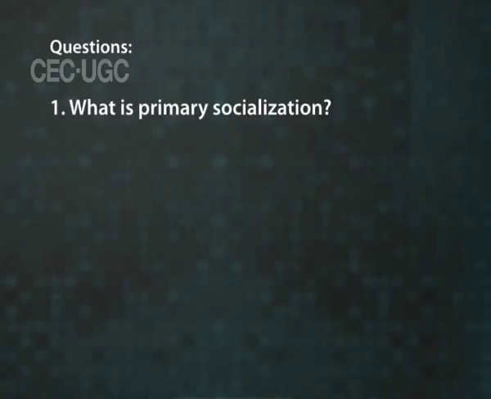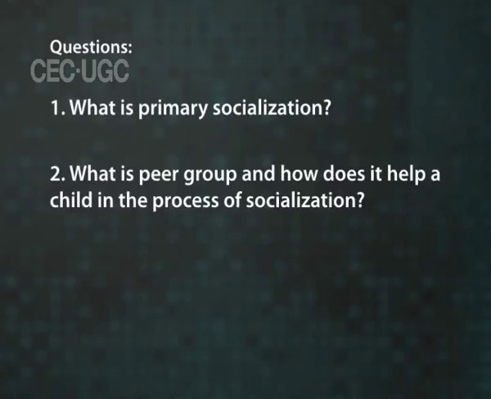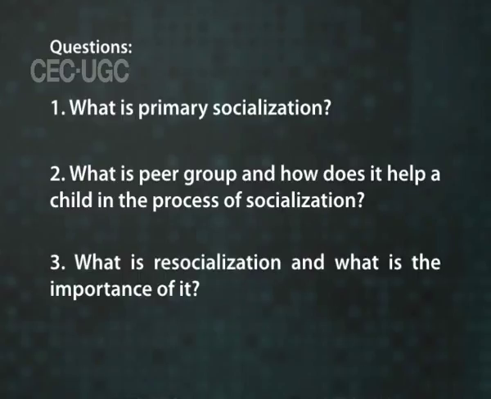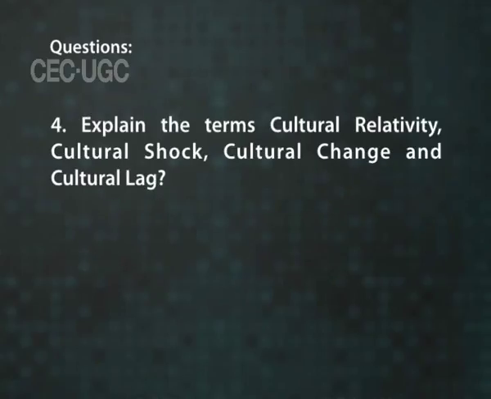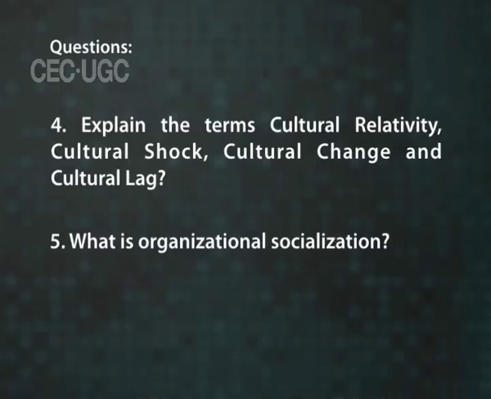What is primary socialization? What is a peer group and how does it help a child in the process of socialization? What is resocialization and what is the importance of it? Explain the terms cultural relativity, culture shock, cultural change and cultural lag. What is organizational socialization? Now, you can go through the books for reference.